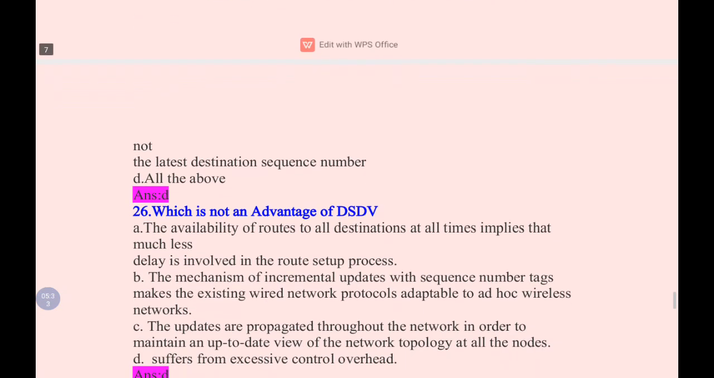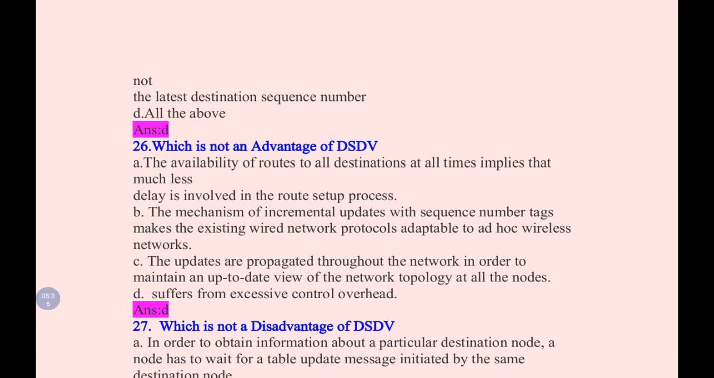And 26th question, which is not an advantage of DSDV. So again this question comes to the advantages and disadvantages of DSDV. So this is to identify the non-advantage. So first thing, the availability of routes to all destinations at all times implies that much less delay is involved in the route setup process. That is, the delay is much less. And second is, the mechanism of incremental update with sequence number tags makes the existing wired network protocol adaptable to ad hoc wireless networks. Okay.